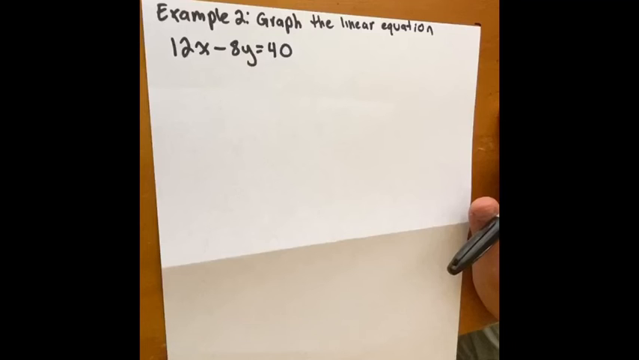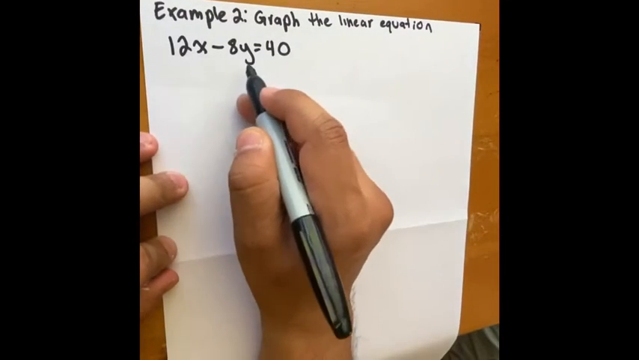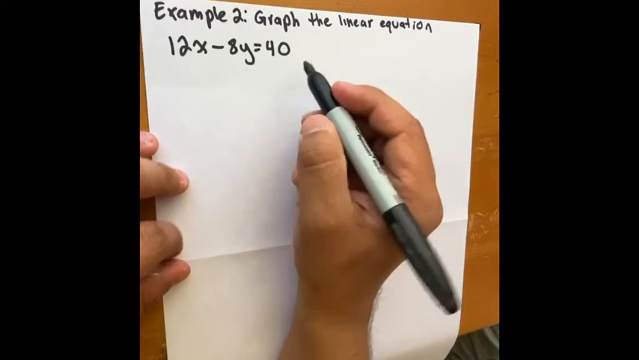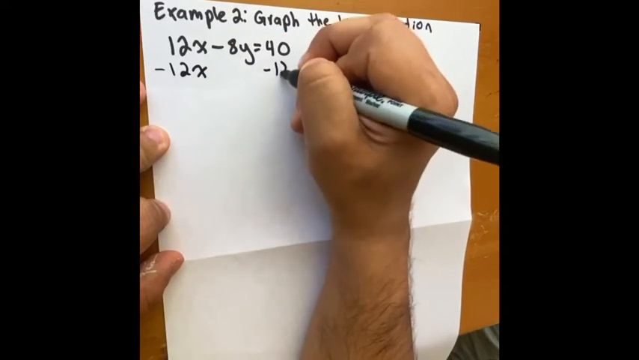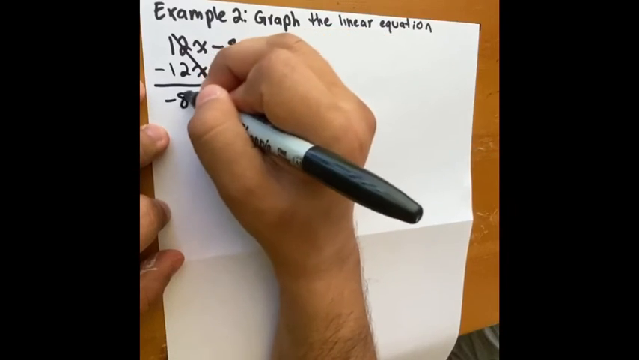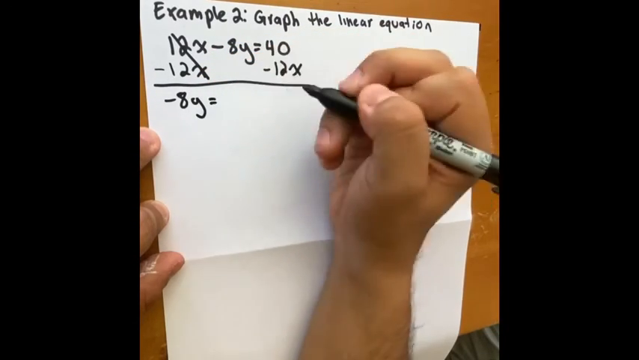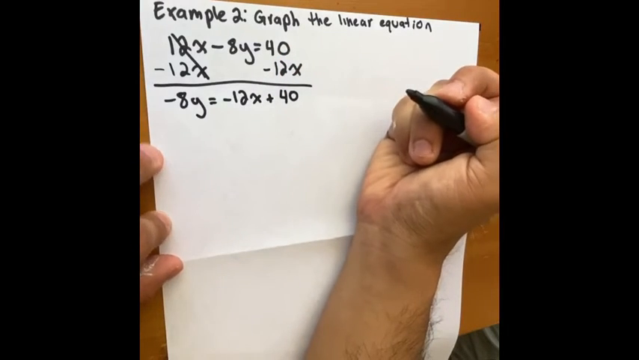Remember, if I'm given a linear equation in standard form, I have to go from standard form to slope-intercept form. So in order to do that, I have to get the y value by itself. So I'm going to take a look at the equation 12x minus 8y equals 40, and I want to get the y by itself. So I'm going to subtract 12x from both sides. This cancels, and I get negative 8y equals negative 12x plus 40.